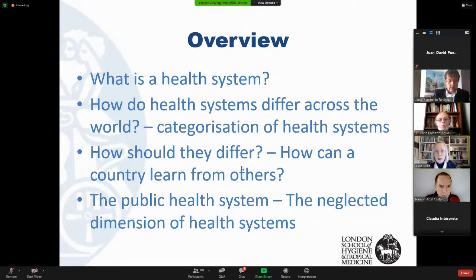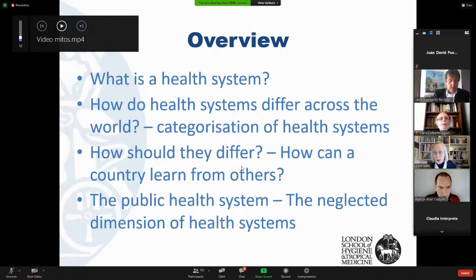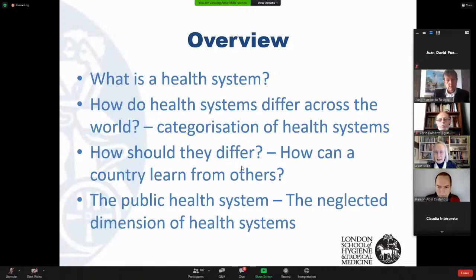I'm going to start with a very brief definition of a health system, just to make sure that we're all on the same page. I'm then going to consider how health systems differ across the world. Can we categorize health systems in a useful way to compare between countries?